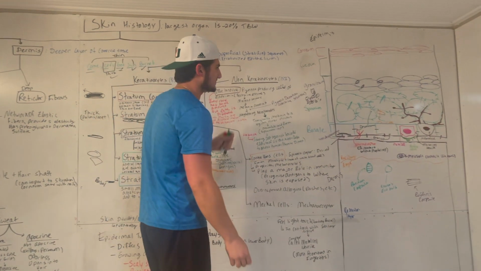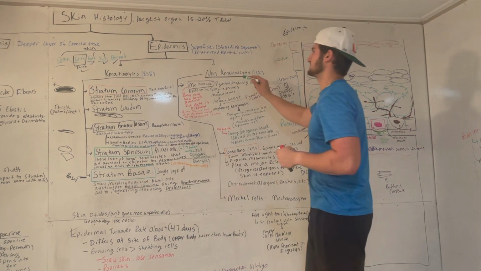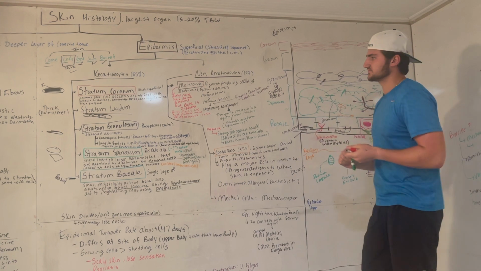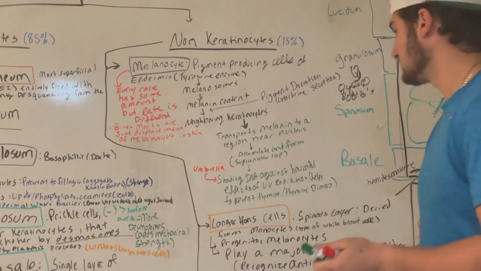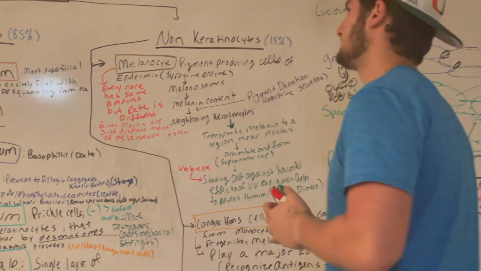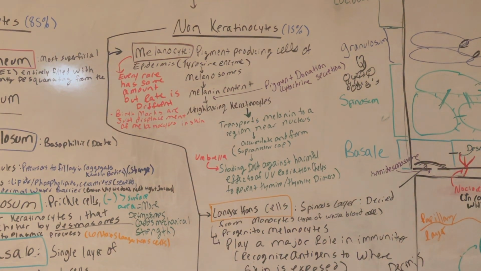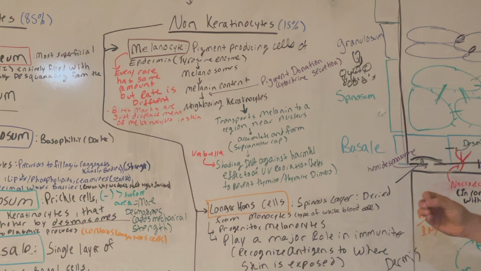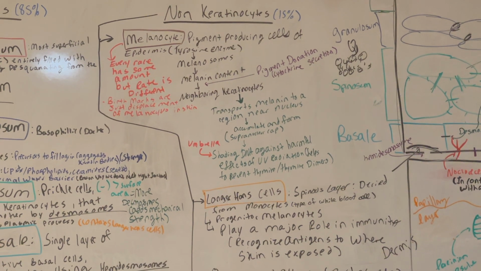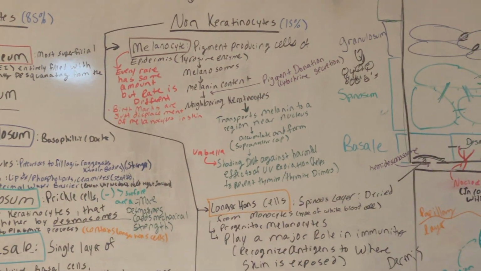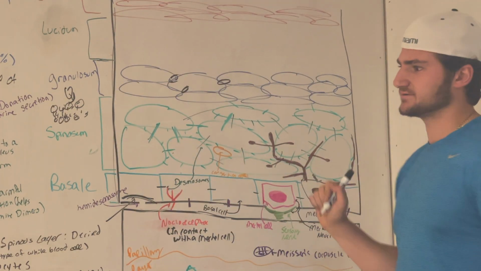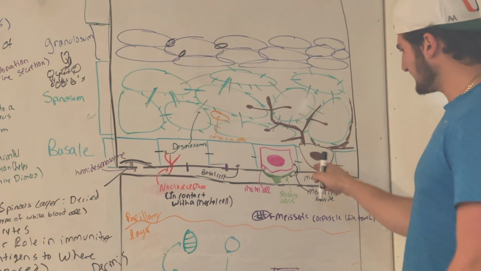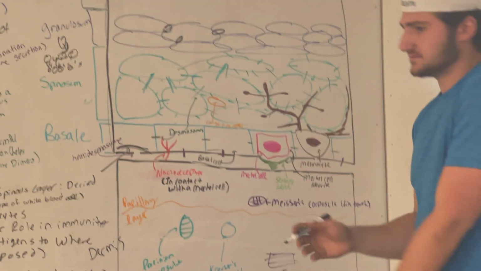Now, the other 15% is the non-keratinocytes, right? This is 15% of the skin makeup. We have three different types of important cells here. The first one we have is a melanocyte. Melanocytes are very important because they're the pigment-producing cells of the epidermis. So this is where he's located, right? He's going to be in the basal area, the stratum basale. And I have him brown because of how you tan.